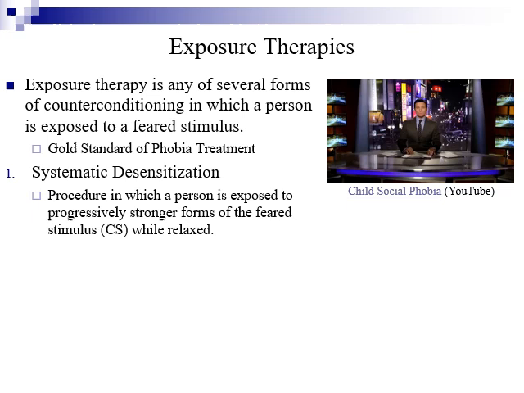So the first of these is systematic desensitization. This is very similar to what Mary Cover-Jones did. The approach of systematic desensitization is to expose the person to progressively stronger forms of the feared stimulus while attempting to keep the person in a relaxed state. So the video on the right, the child social phobia treatment video, is a demonstration of that.